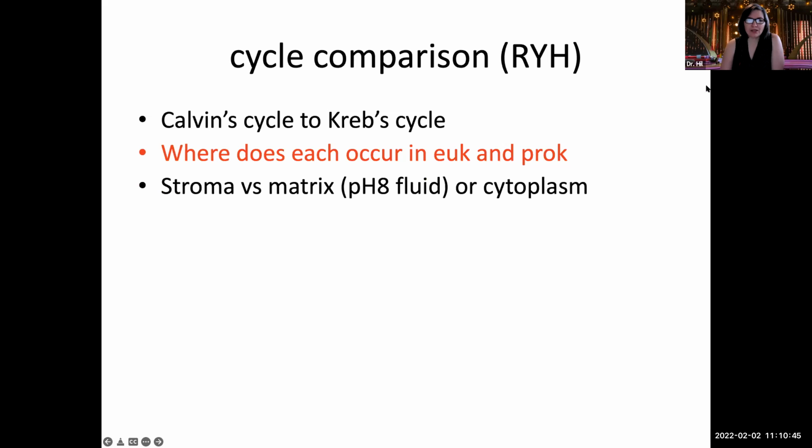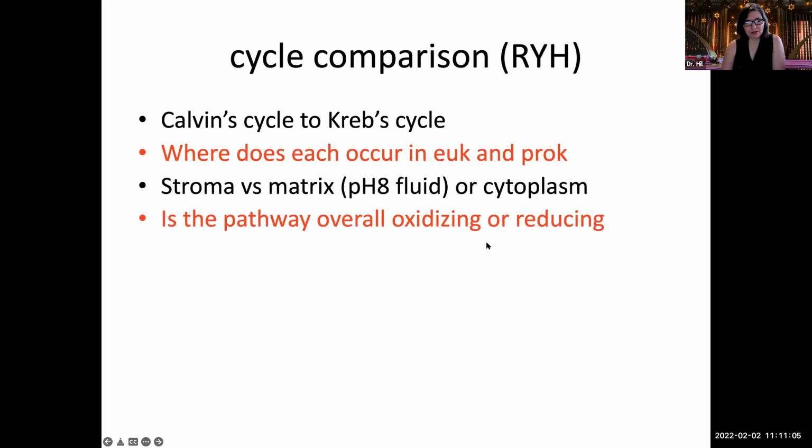And so if we have a look at all these possible compartments, they kind of all have some things in common. The stroma of the chloroplast and the matrix of the mitochondrion are both pH 8 fluids, and the cytoplasm is a neutral fluid. So it's all around the same kind of pH required for these processes to occur. Another comparison we can make between these cycles is whether or not they're overall oxidizing or reducing in terms of what we're caring about, their products.